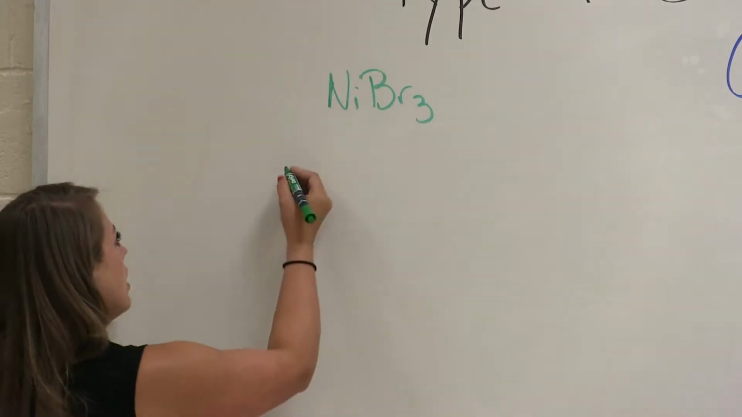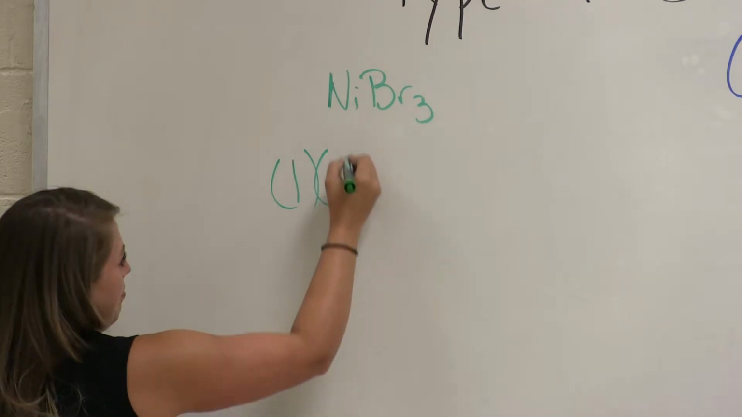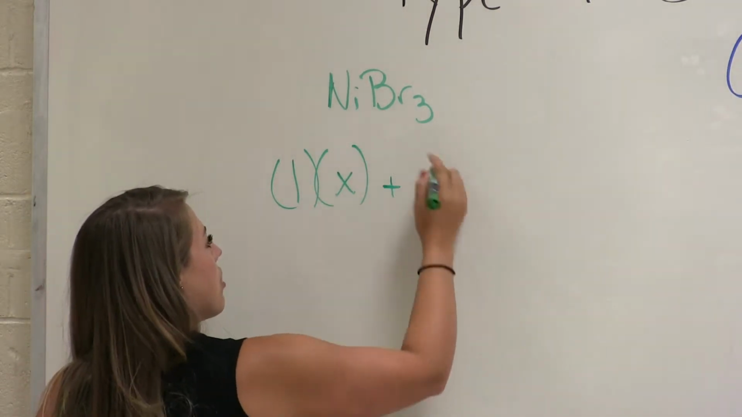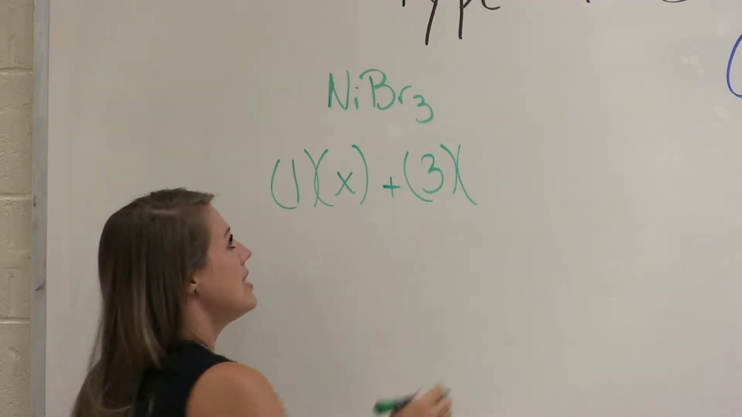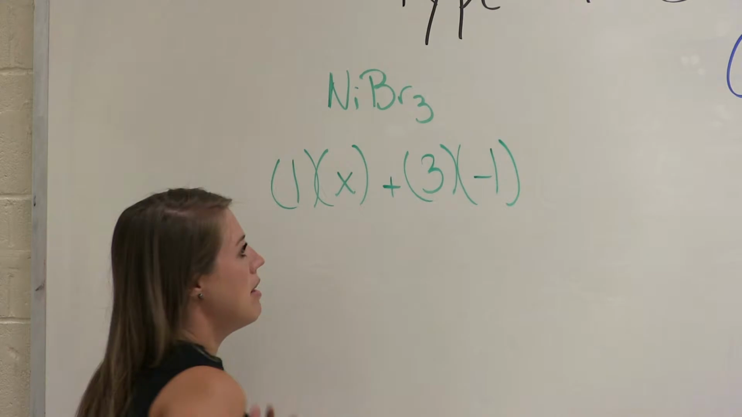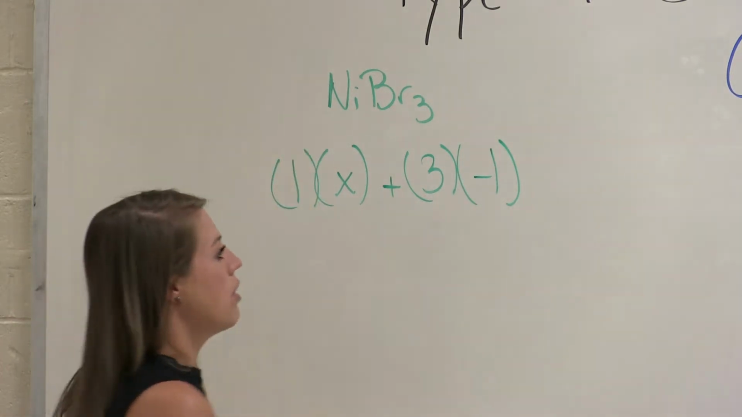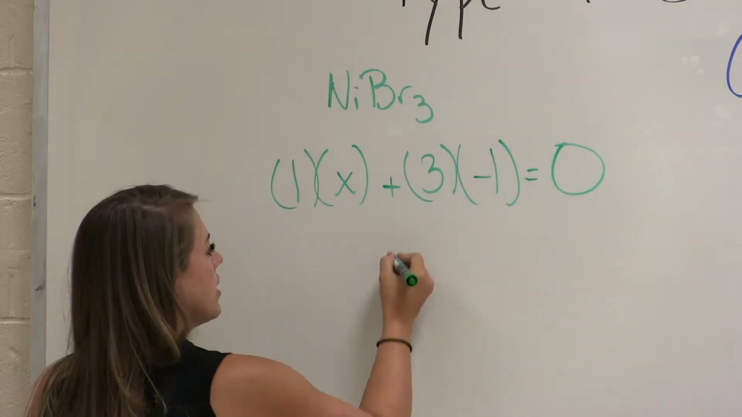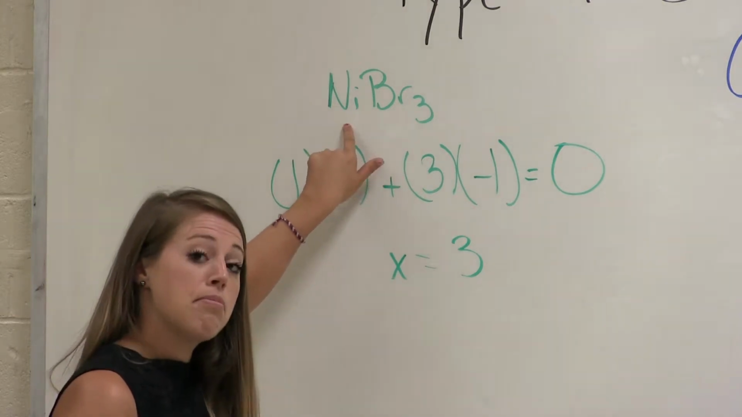So here, we've got one nickel, and we're going to times it by x because we don't know the charge of nickel, so we're going to assign it an unknown. Here we've got 3 bromines, and we know the charge of bromine. The charge of bromine is -1. Now the benefit of this is all compounds are neutral, so we can set these equal to 0. If we set this equal to 0 and solve, x is going to equal 3. So this is telling us the charge of nickel had to have been +3.